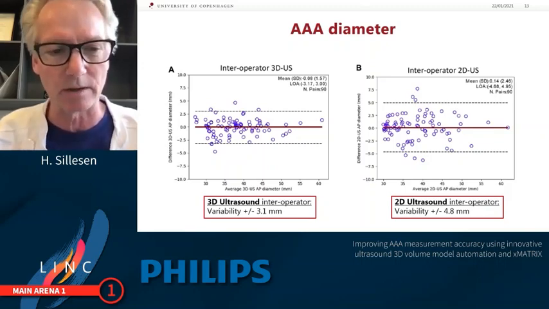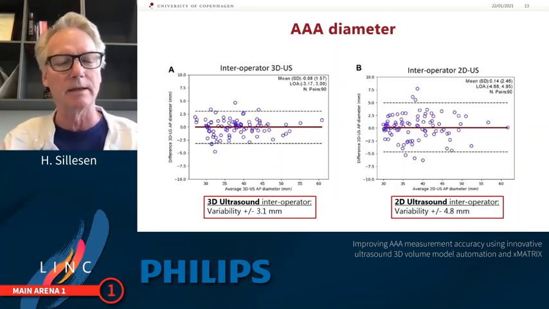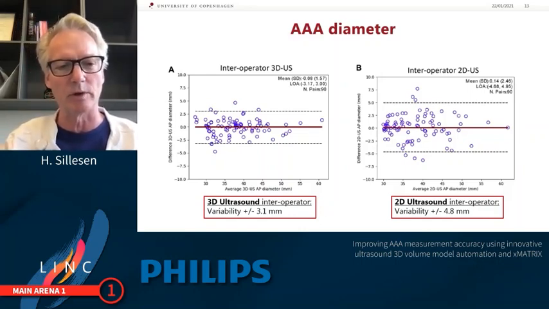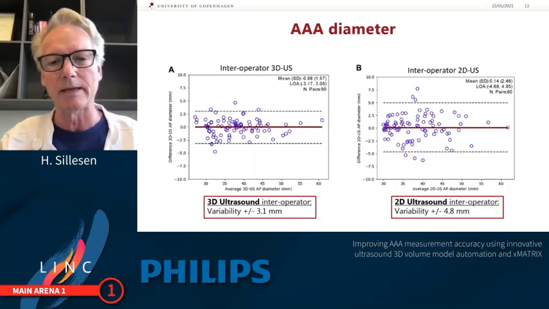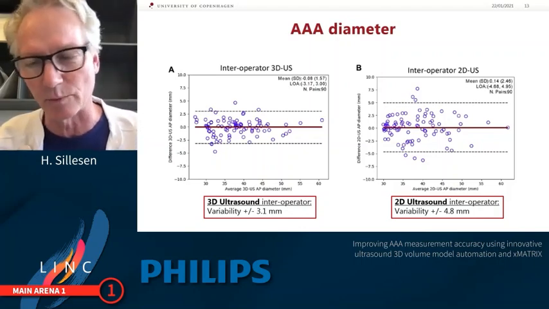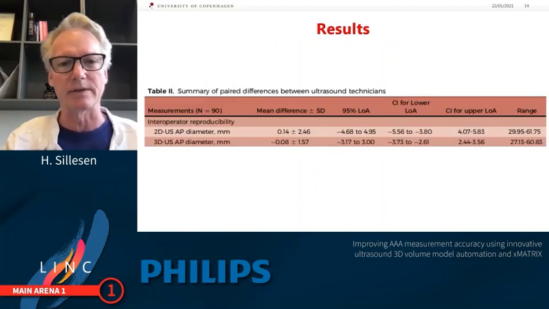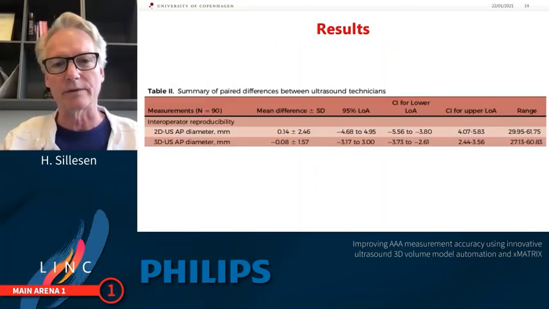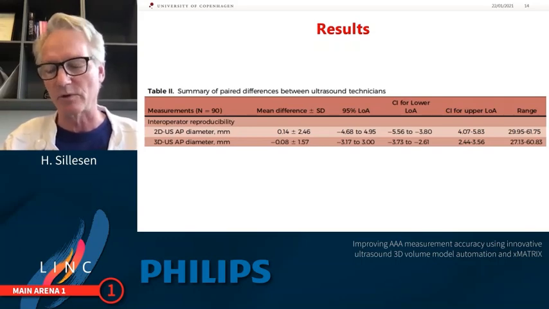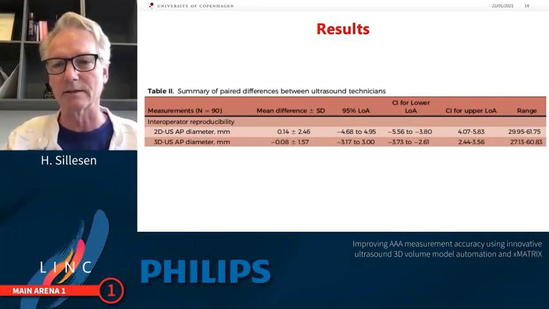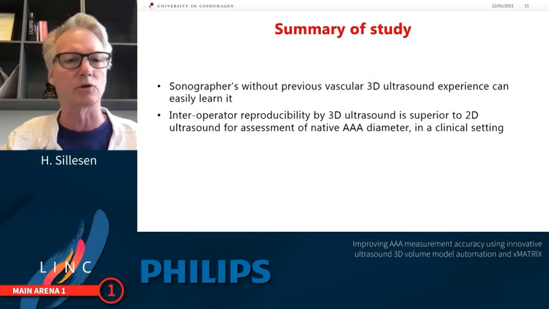And if you look at the red box below, you can see that the variability was plus minus 3.1 millimeter on 3D and plus minus 4.8, as we would expect on 2D. And in fact, looking at the statistics, if we look at the confidence intervals for the limits of agreement, they do not overlap. So there's actually statistically significant, more accurate or better reproducibility of 3D compared to 2D.